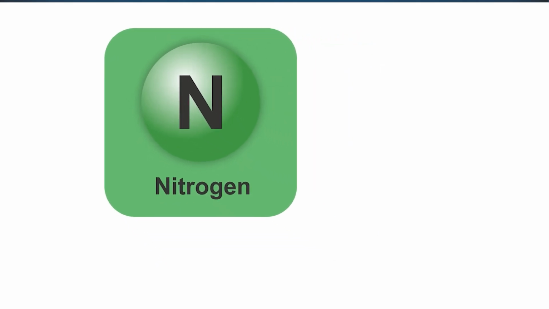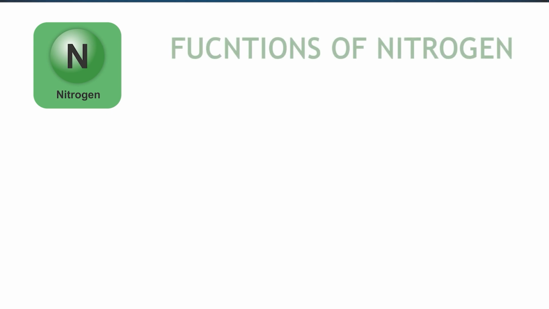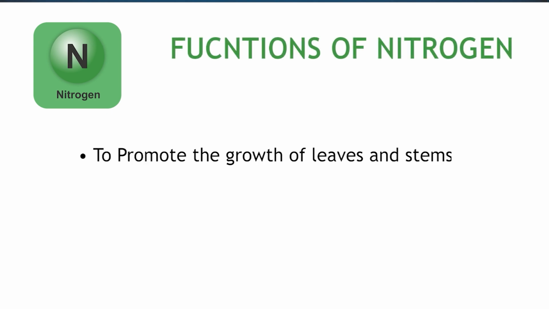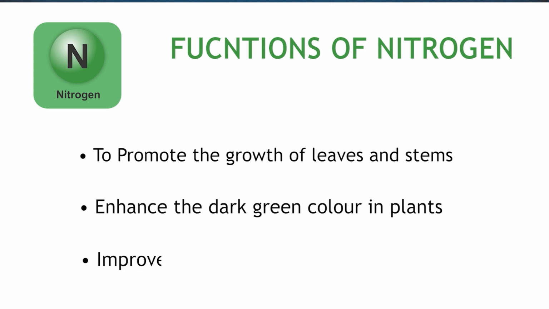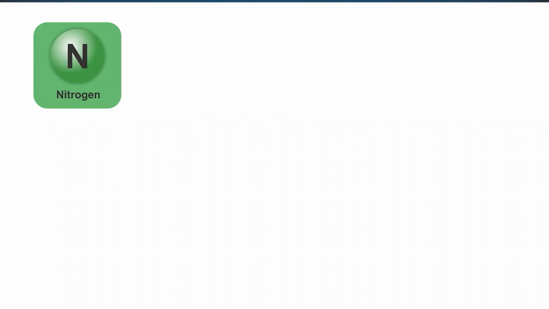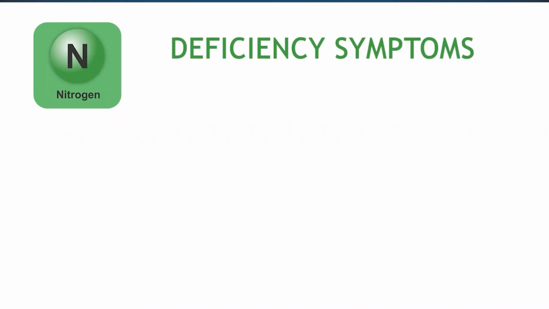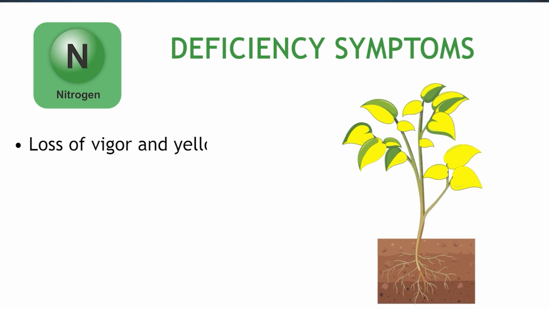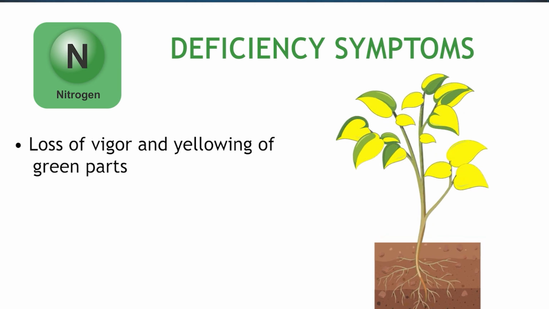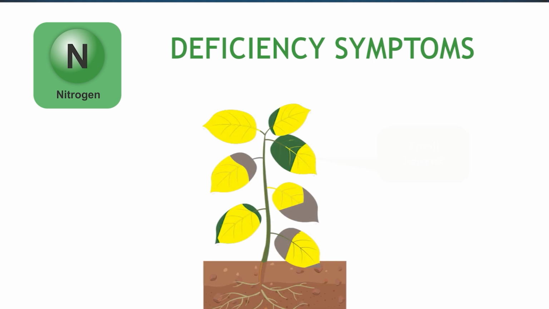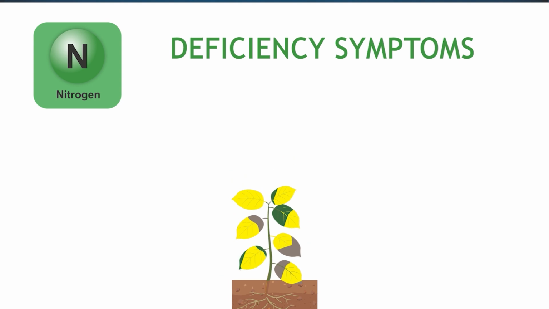First, nitrogen. Its functions are to promote the growth of leaves and stems, enhance the dark green color in plants and improve the quality of foliage. It is necessary for the development of cell protein and chlorophyll. Its deficiency symptoms are following: loss of vigor and yellowing of green parts, shortening of the stem, leaves become paler and remain small in size, slow growth and the plant becomes dwarf.